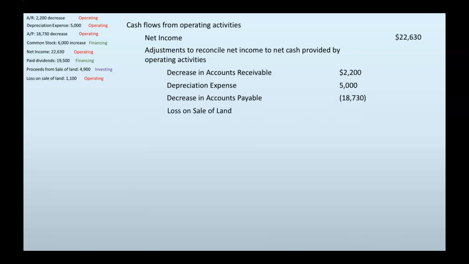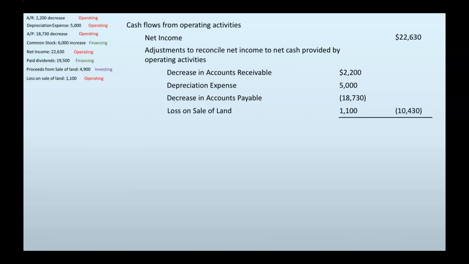Then we have our loss on the sale. So we're going to treat this in a similar way that we did our depreciation expense. We have to add back in this loss because it would have been subtracted out when finding your net income. But just because you lost money on the sale of land doesn't mean that you are actually writing someone a check for $1,100. So we have to add this back into our net income on our statement of cash flows.